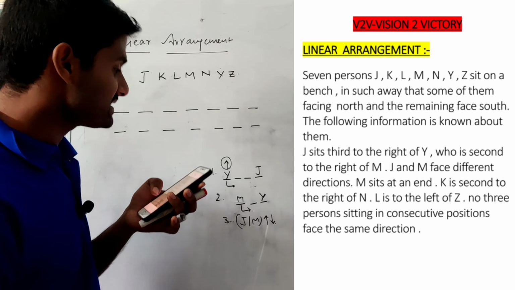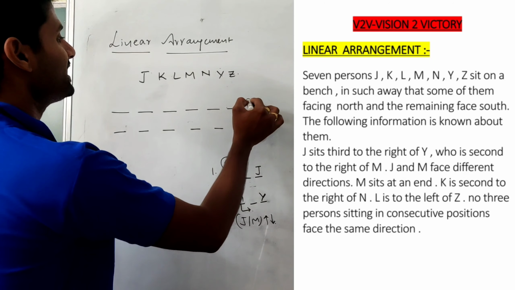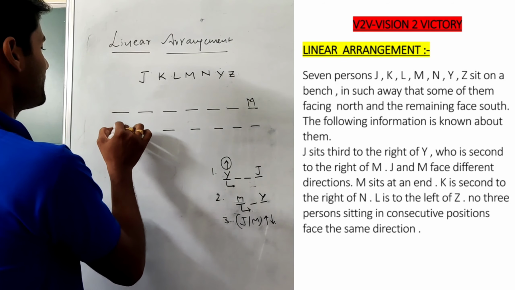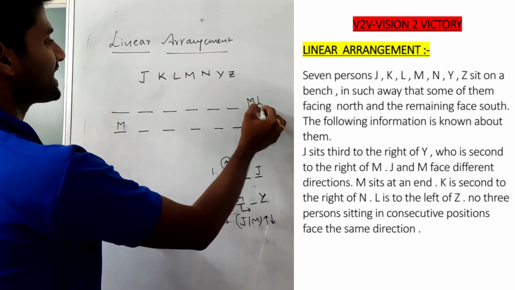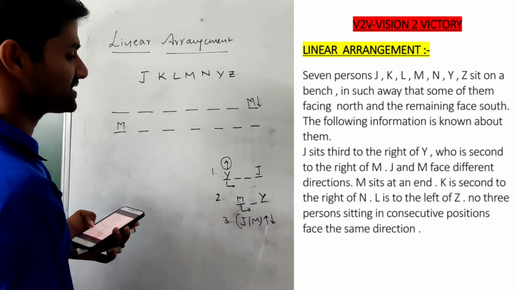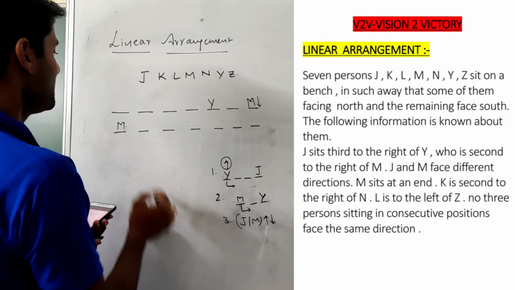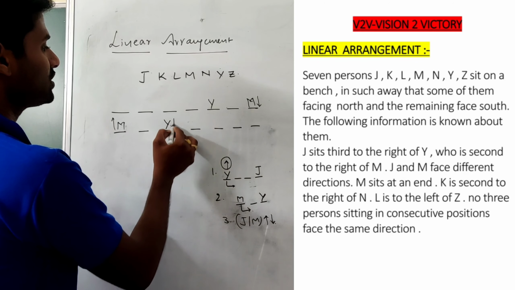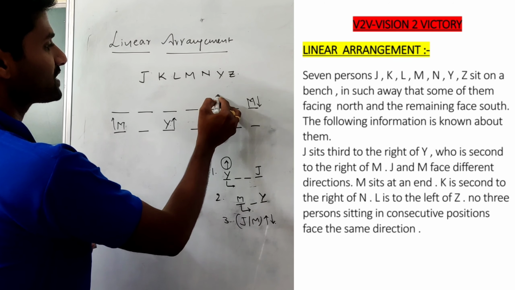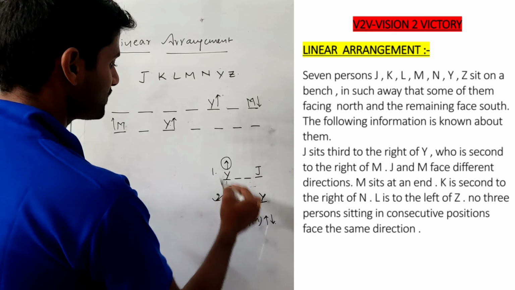And M sits at an end. So we get the first key point: M sits at an end. M here, M here. And Y is the second right of M. If we require second right, definitely this person is facing south and this is Y. And this person is facing north and this is the position for Y. And we already know that Y is facing north.